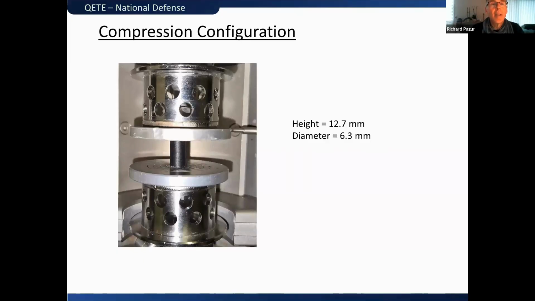Here you have it. We make cylinders. In the cylinders, the height is 12.7 millimeters, diameter is 6.3 millimeters. Of course, when you're doing compression testing, you have to glue the samples to top and bottom. Don't forget to do that. Very important.